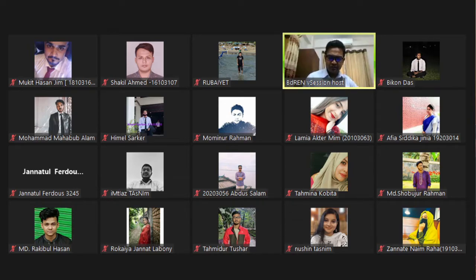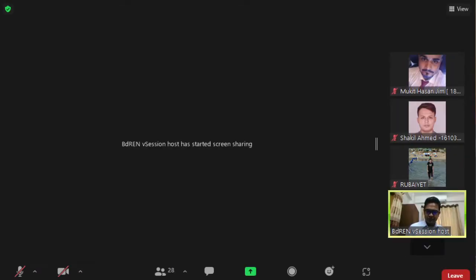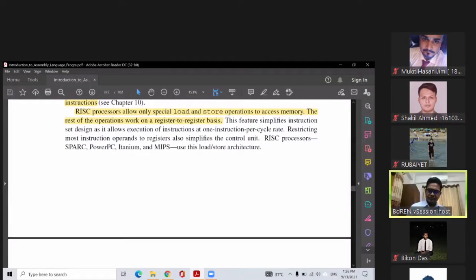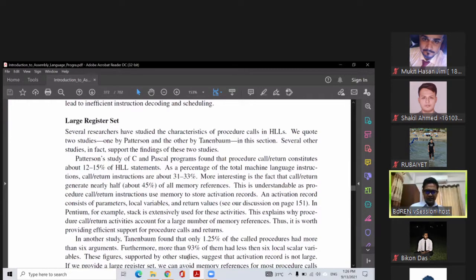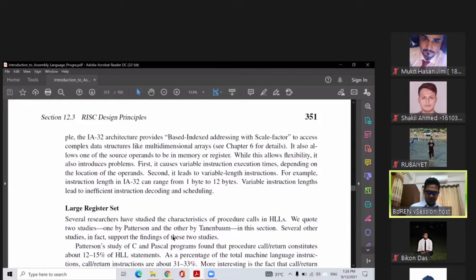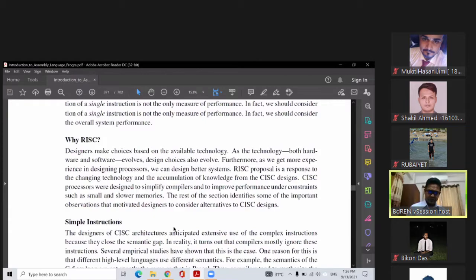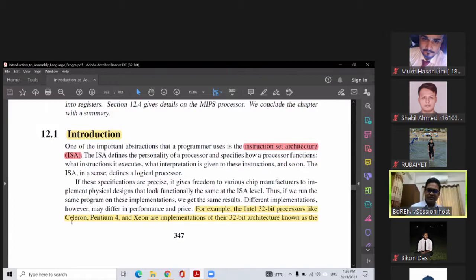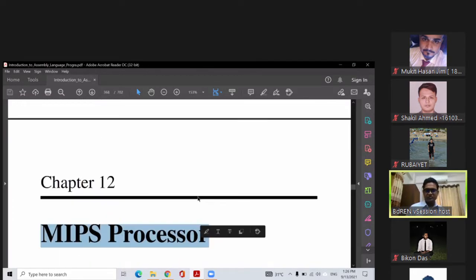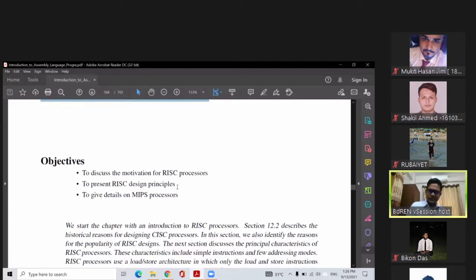Let me share the screen. We are going to finish chapter number 12 today. We don't have that much time, so let us finish it fast. Last class, in chapter number 12, we discussed the introduction of the MIPS processor and the RISC processor. Then we discussed that there are 6 design principles.